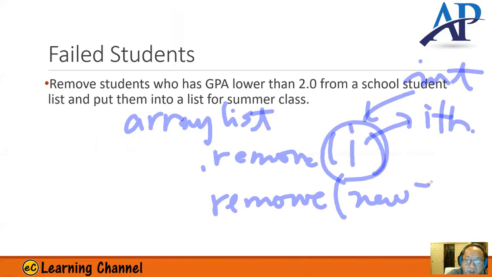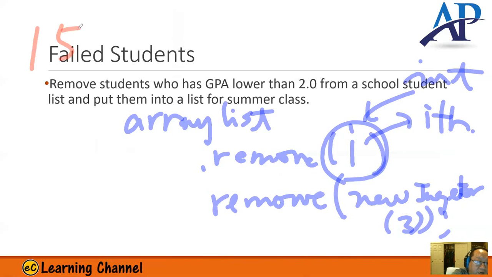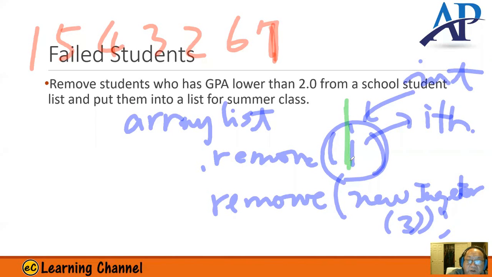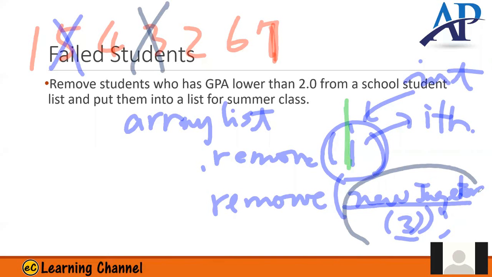But if I have a remove, here I have a new integer. I say 3. What does this mean? Third? No, it's not third. For example, I have data like 1, 5, 4, 3, 2, 6, 1, and 7. If this I equals 1, which one will I remove? 5. You remove 5, right? And this one, new integer 3, which one will I remove? It will remove 3, but it's not the third index. It actually will delete the data that has this value.